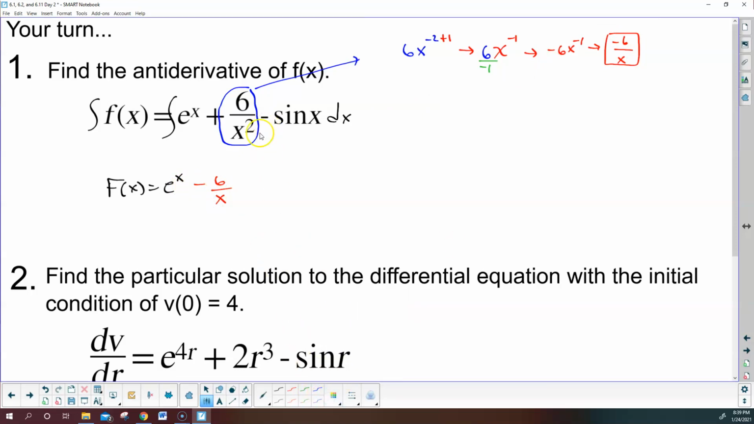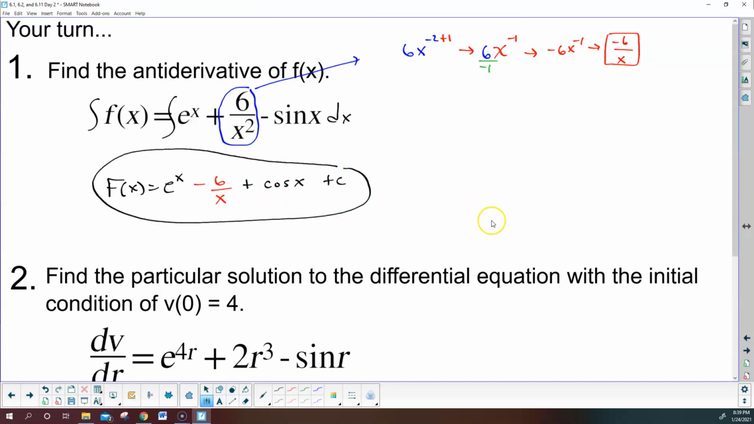Okay. And then the last one, whose derivative gives me negative sine? That's a positive cosine. And then we always put a plus c at the end because we're doing antiderivatives.